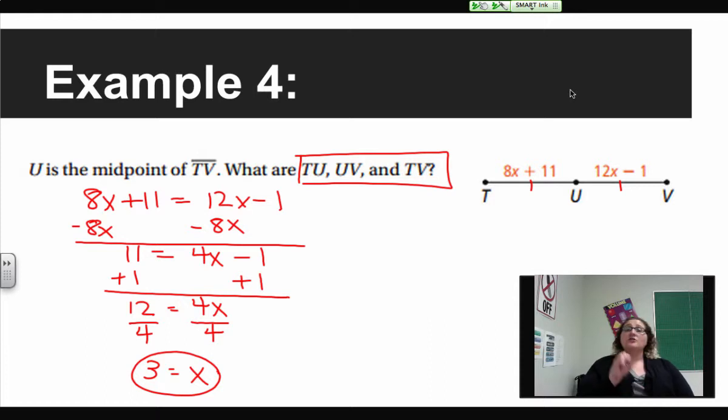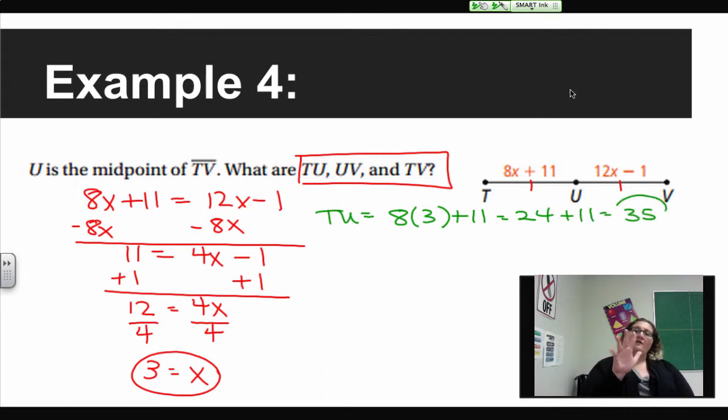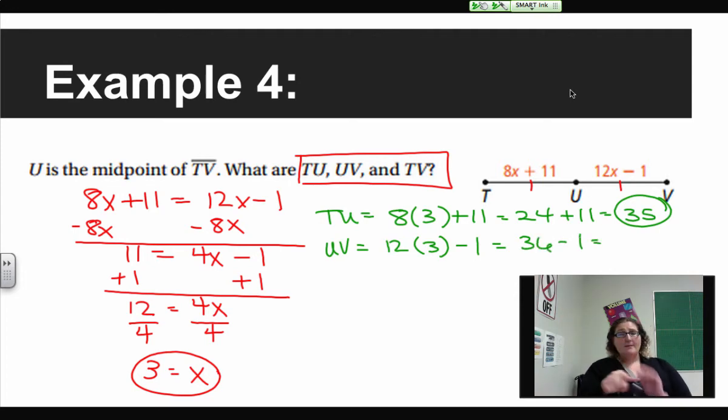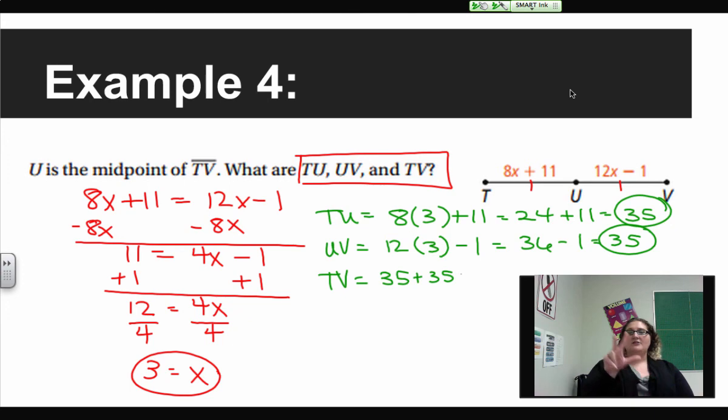So TU is going to be equal to, and we plug our x value into the equation, 8 times 3 plus 11, which is 24 plus 11, which is 35. If we did this right, UV should equal the same thing, but you always want to check to make sure you're right. So we have 12 times 3 minus 1. 12 times 3 is 36, minus 1 is 35. And then TV is going to be 35 plus 35, which is 70.